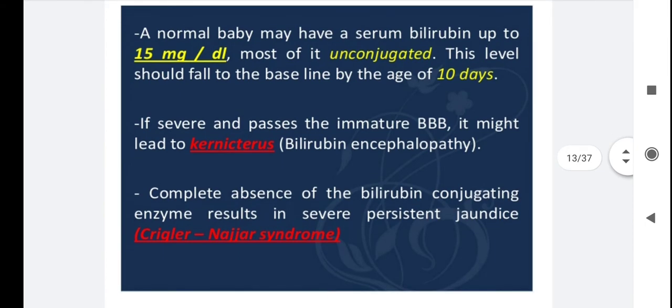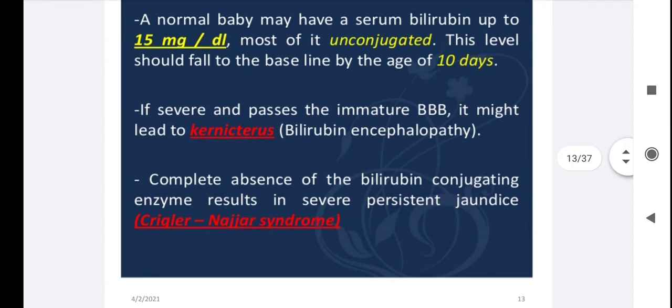A normal baby may have a serum bilirubin of up to 15 mg per deciliter, most of it unconjugated. Most of the bilirubin we find in infants is unconjugated. This level should fall to baseline by the age of 10 days. It starts to decline until it reaches baseline on the tenth day.